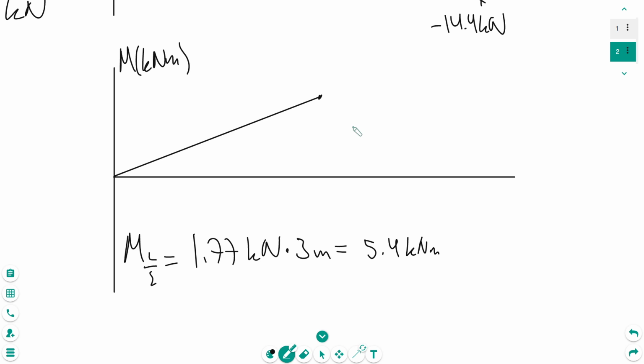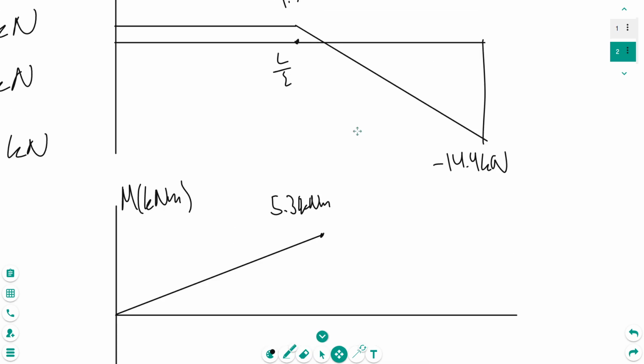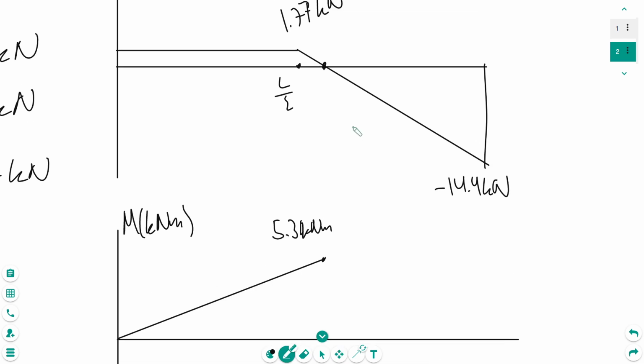resulting in approximately 5.3 kilonewton meters. Now, we see that that is, however, not the maximum point, because the maximum point of a moment diagram occurs when the shear force is equal to 0. We know that this distance is equivalent to 1.77 kilonewtons divided by the slope, which is 5.4 kilonewtons per meter, obtaining that this is approximately 0.33 meters.